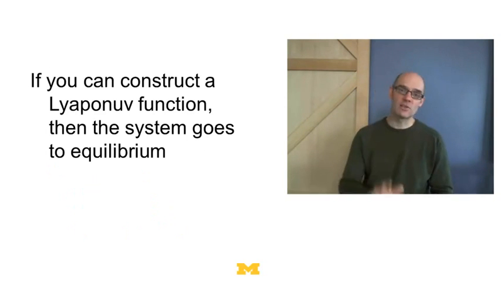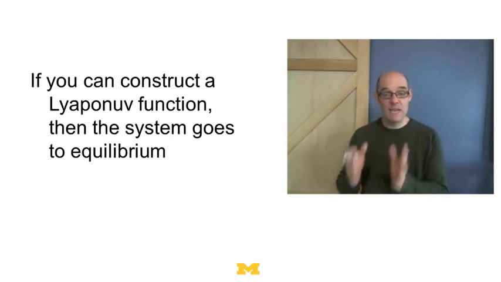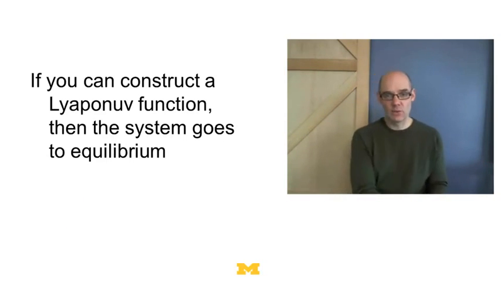So let's remind ourselves of some of the things we've learned about these processes on which we can place Lyapunov functions. First, if you can construct the Lyapunov function, then it goes to equilibrium. If you can't, that doesn't mean it doesn't, but if you can, then it does. That's the first thing. So when you look at a process, one thing you might do is sit there and think, can I place a Lyapunov function on this?